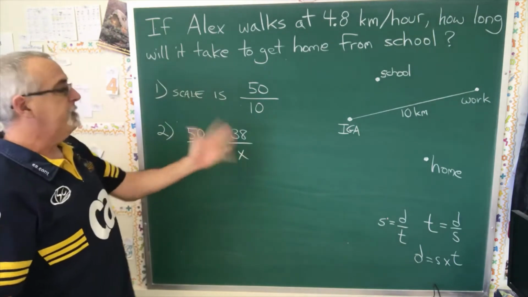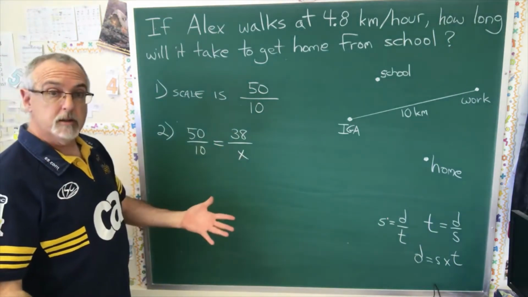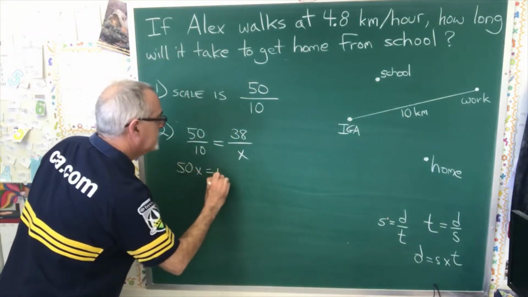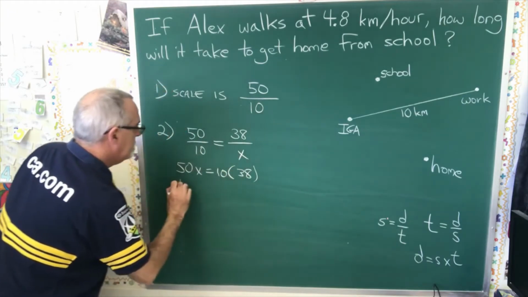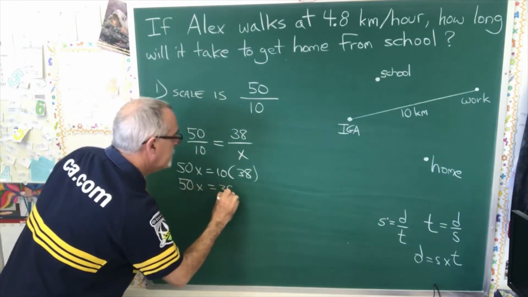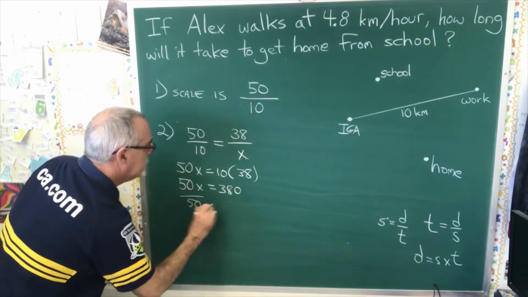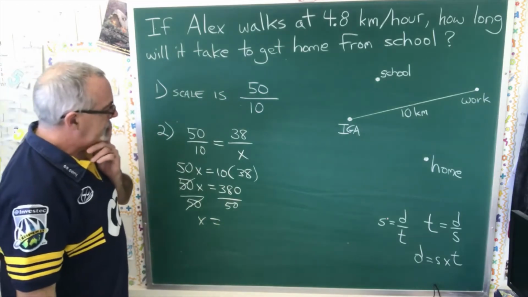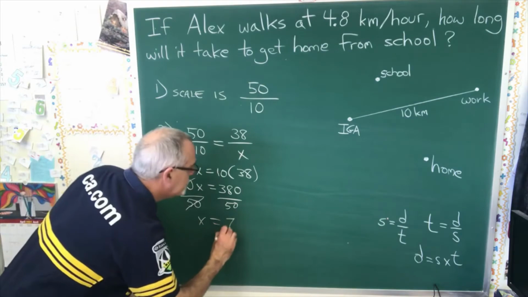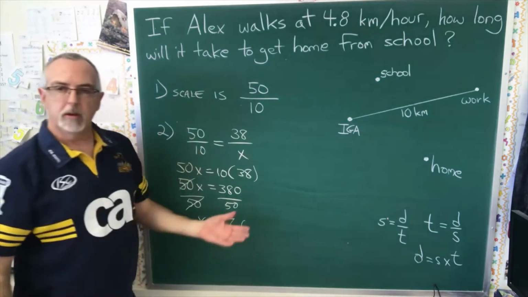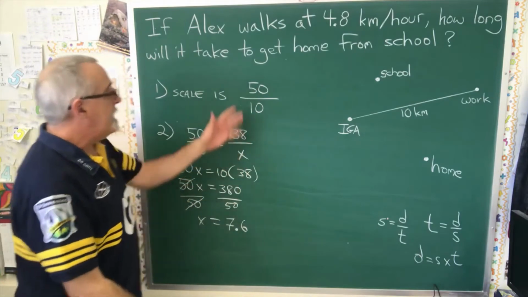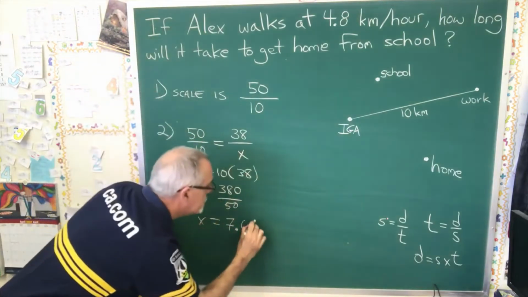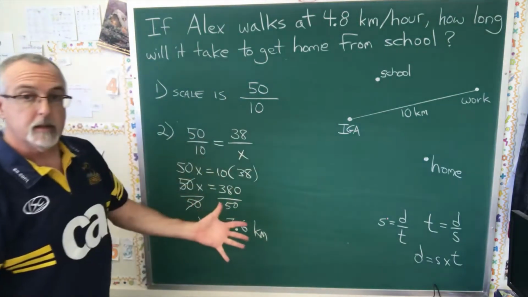I'm cross multiplying to find the distance in kilometers between school and home. I have 50x equals 10 times 38, which means 50x equals 380. I'm dividing both sides by 50. 380 divided by 50 is going to be 7.6. Now, of course, I would use my calculator to do that. And it was centimeters over kilometers. Our x is kilometers, it is 7.6 kilometers, which makes sense.